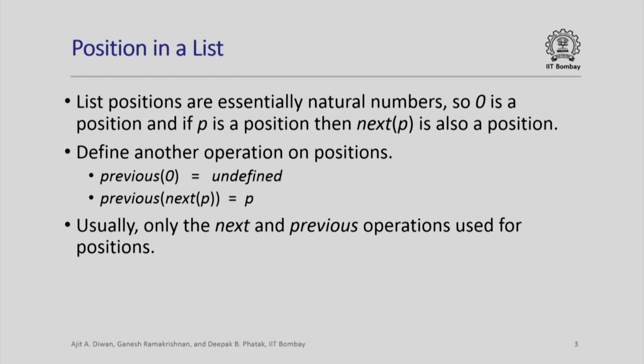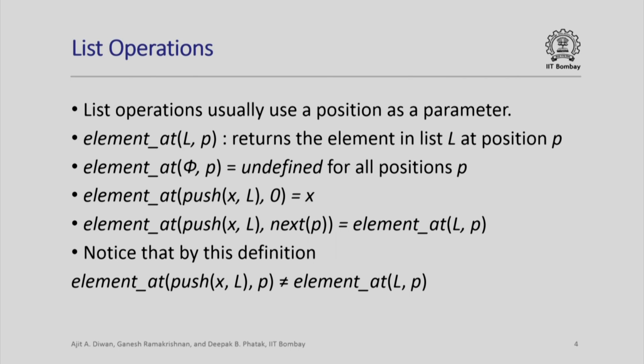So, 0 is a position, and if p is a position, then there is a next position called next of p. Sometimes we also need a previous operation defined on numbers or positions. Previous of 0 is undefined, whereas previous of next of p is equal to p. So, given any position p, we can define a previous position to that, except for the 0th position where it is undefined. And usually we need only these two operations for positions. Given a current position, we can move to the next or the previous position. And list operations will usually use positions as a parameter for the operation.